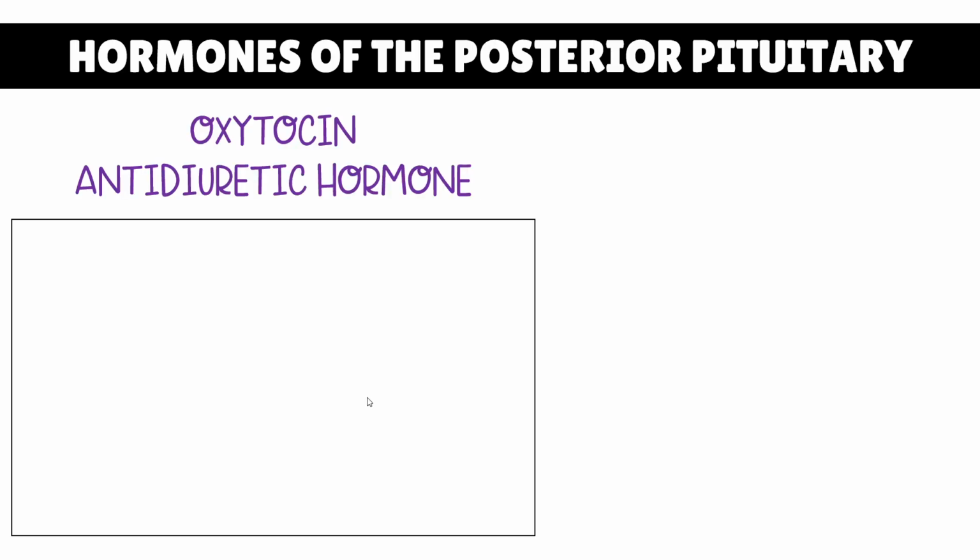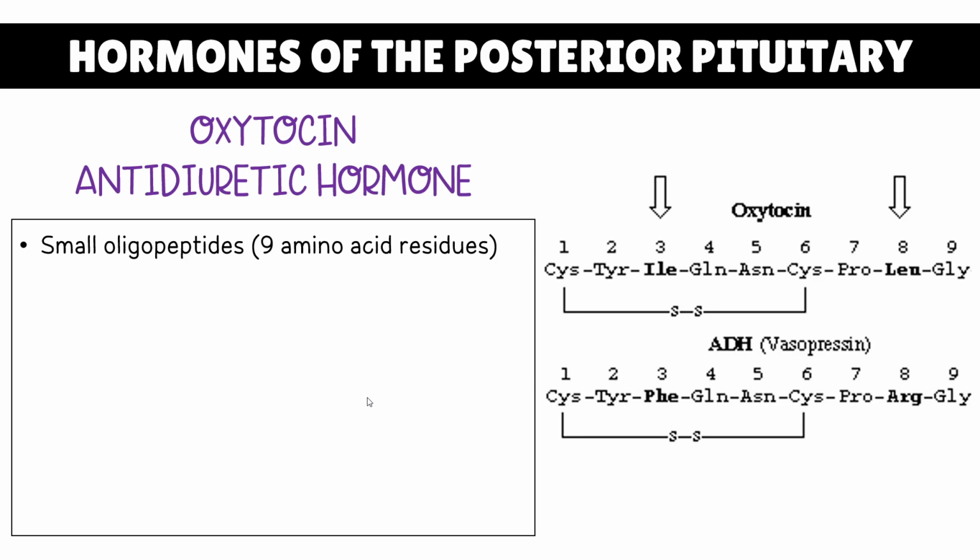So, these two hormones are actually small oligopeptides, meaning they only contain around 9 amino acid residues. Looking at the image here on your right side, of course you will not need to memorize all the 9 amino acid residues. What I would like to point out is in which areas they differ. The first is the third amino acid, wherein oxytocin contains isoleucine, while for ADH, that is phenylalanine. And the last is the eighth amino acid, wherein for oxytocin, that is leucine, and for ADH, that is arginine.